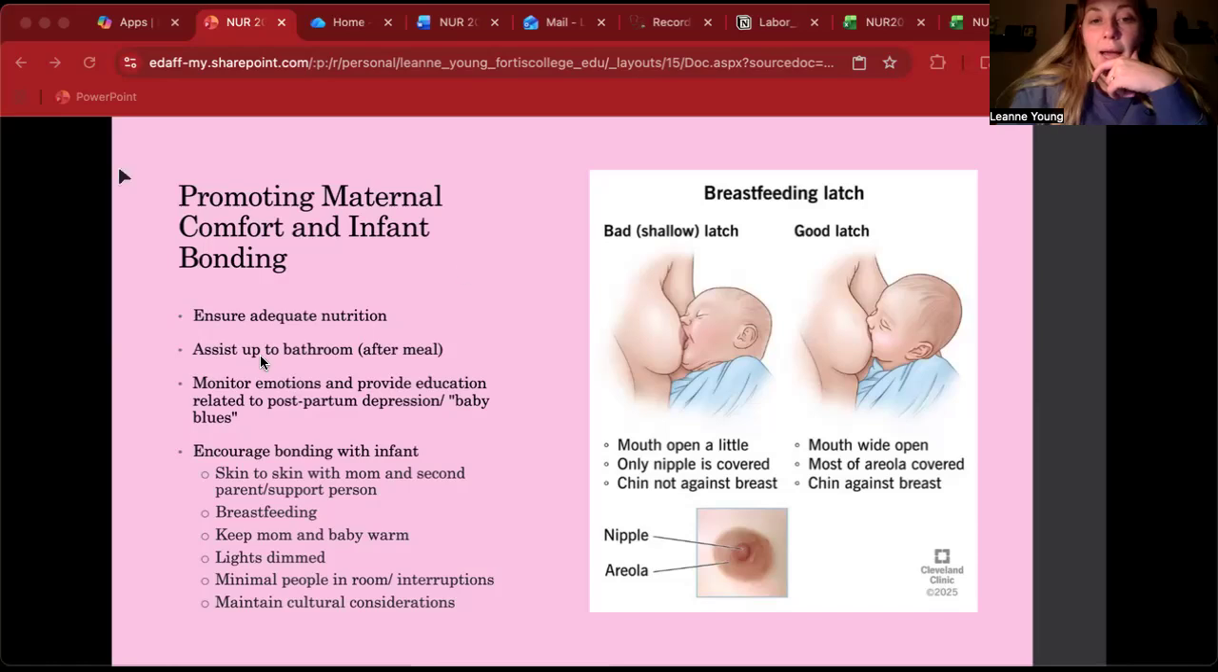A good latch, I have a picture over here. A bad latch, which we would call a shallow latch, would be when the baby only opens their mouth up a little. Only the nipple is covered and the chin is not against the breast. A good latch is when that mouth is really, really wide. Most of the areola is in the baby's mouth, and the chin is up against the breast. Those are all things that we need to take into consideration when we're taking care of our patients.